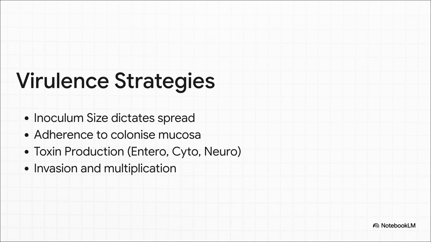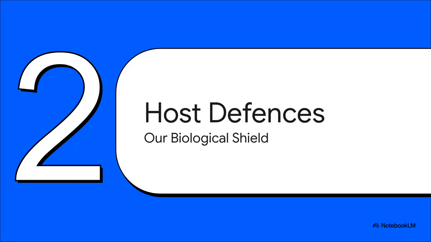And neurotoxins? Yeah, those are preformed in the food itself, acting right on your central nervous system to cause really rapid, violent vomiting. Finally, you have invasion. Bugs like Salmonella and Shigella that physically invade deep into the tissue. Moving right along to Section 2, Host Defenses.